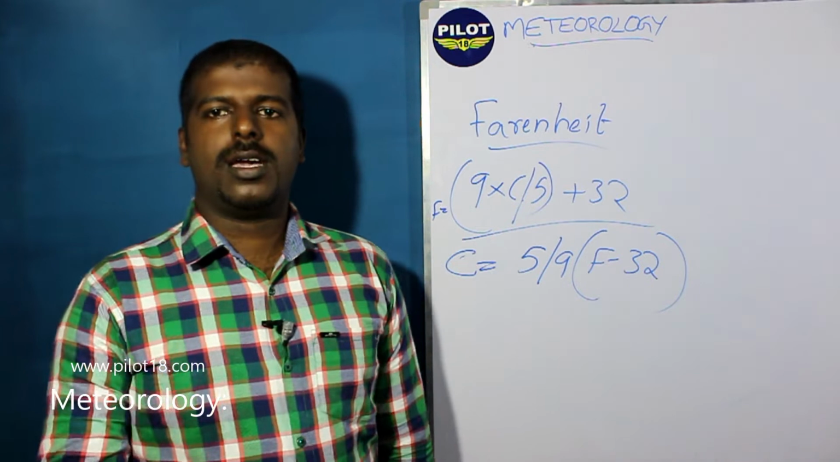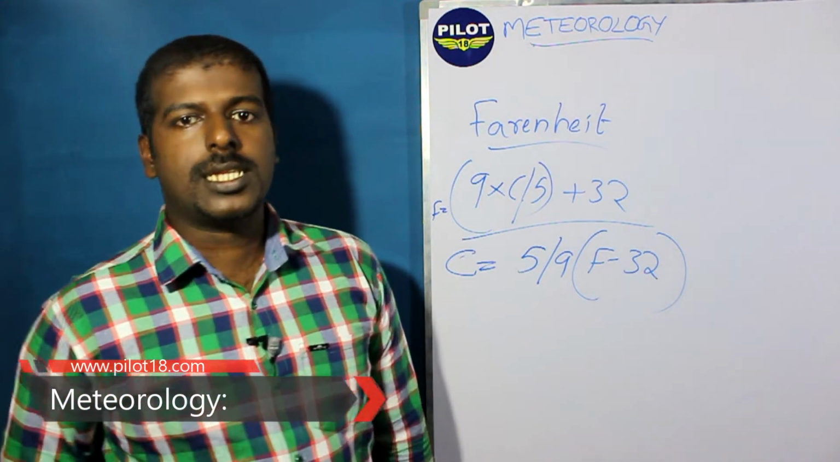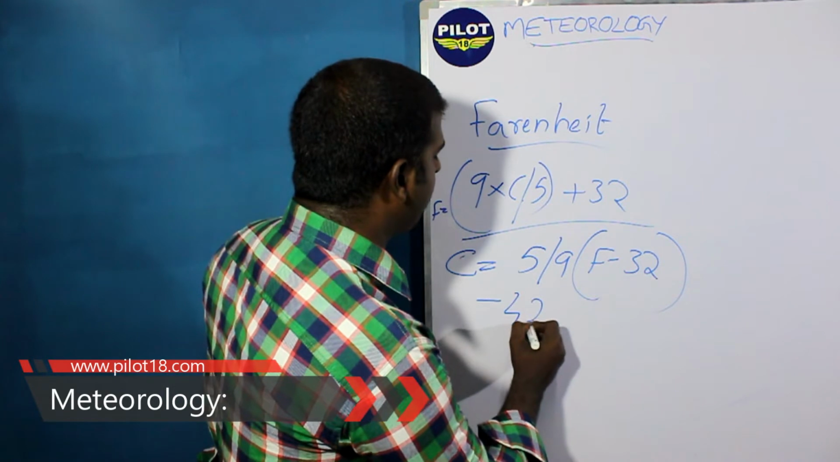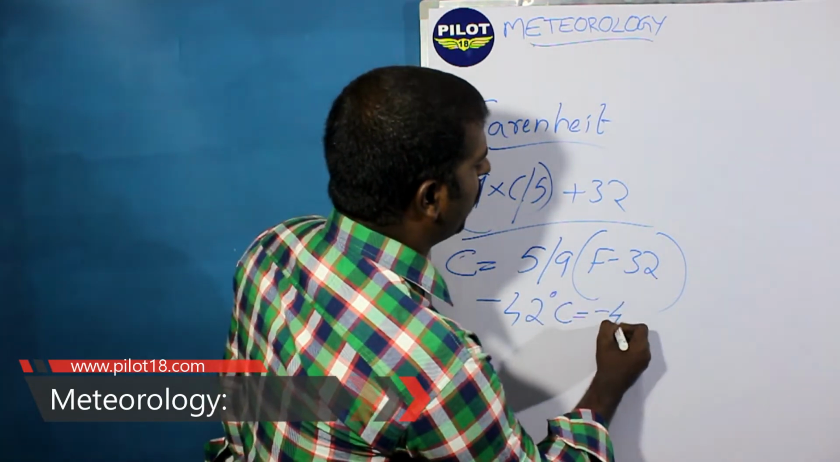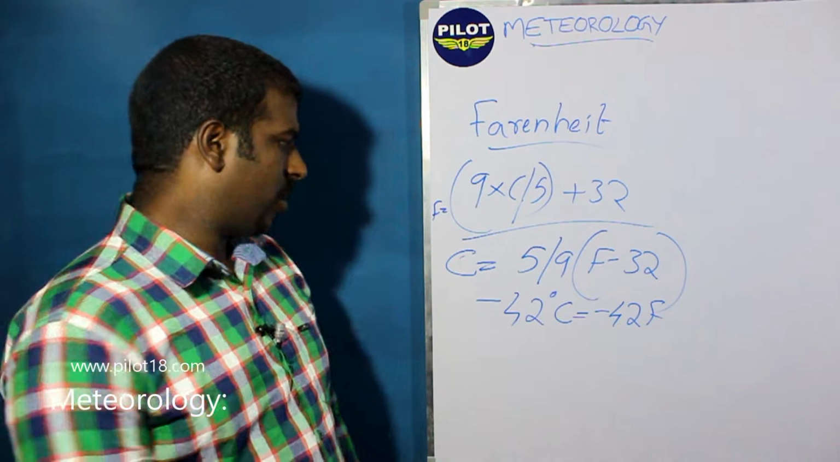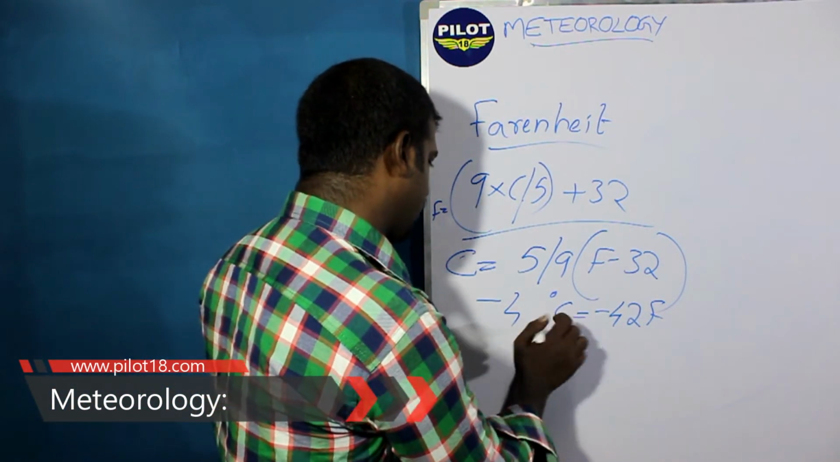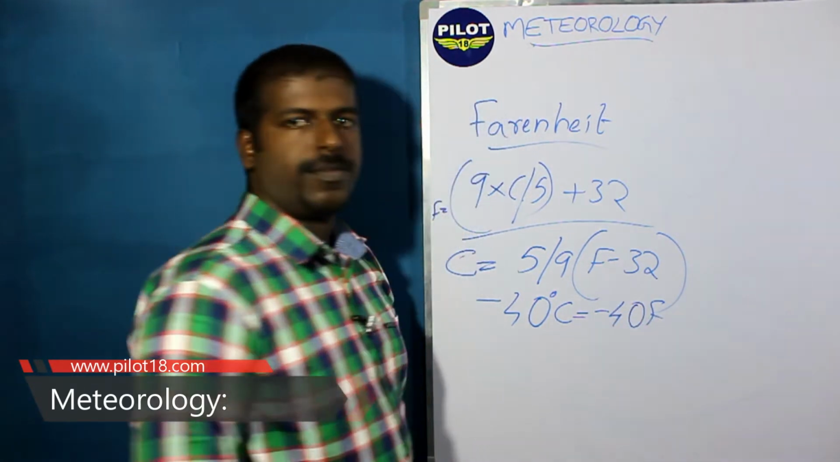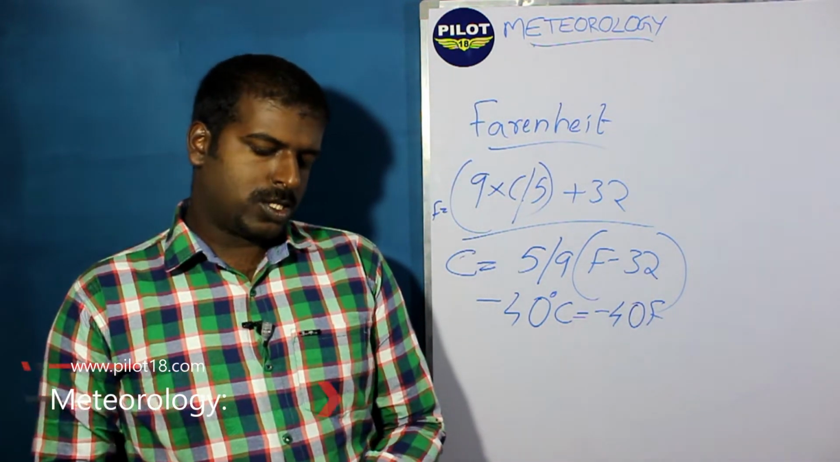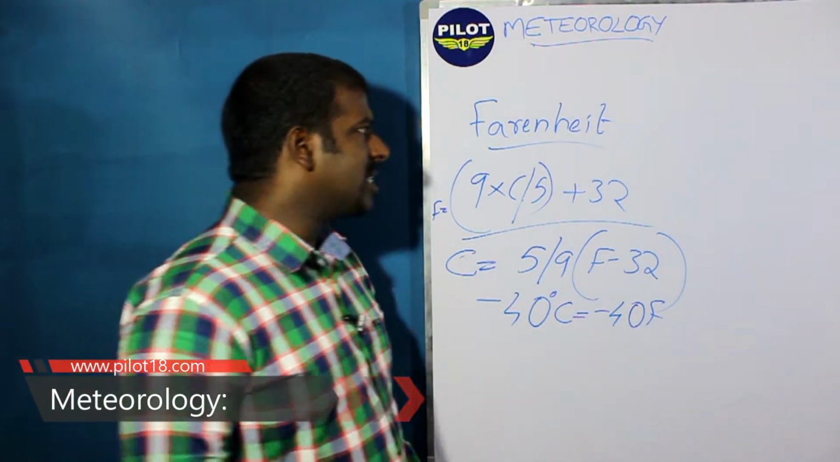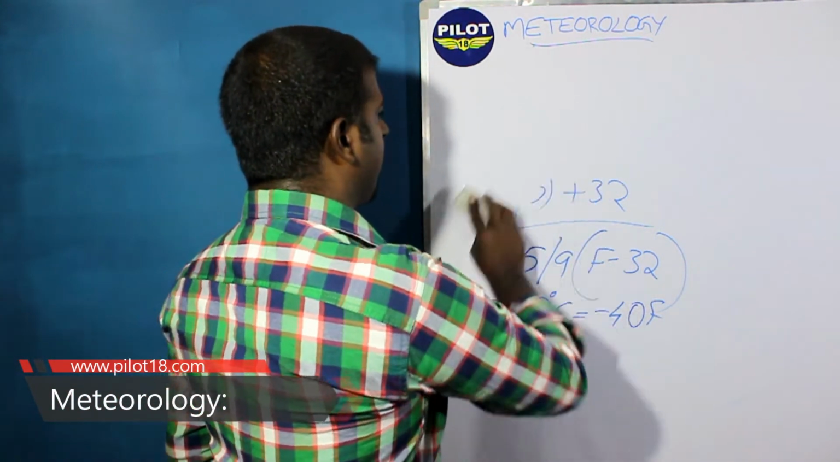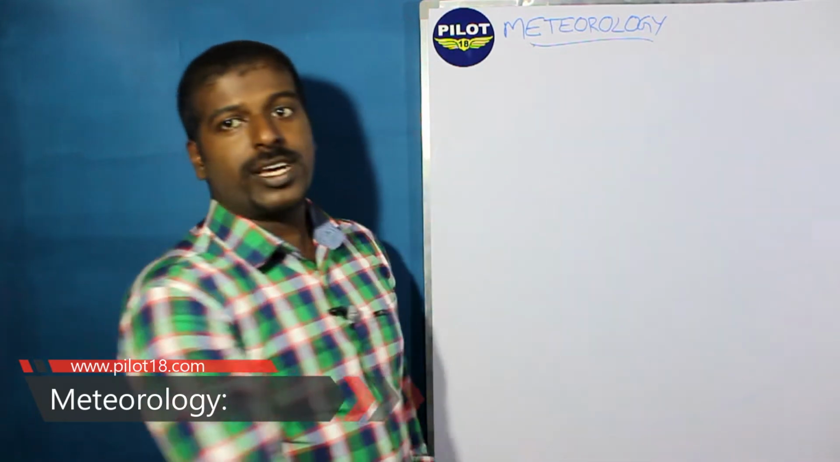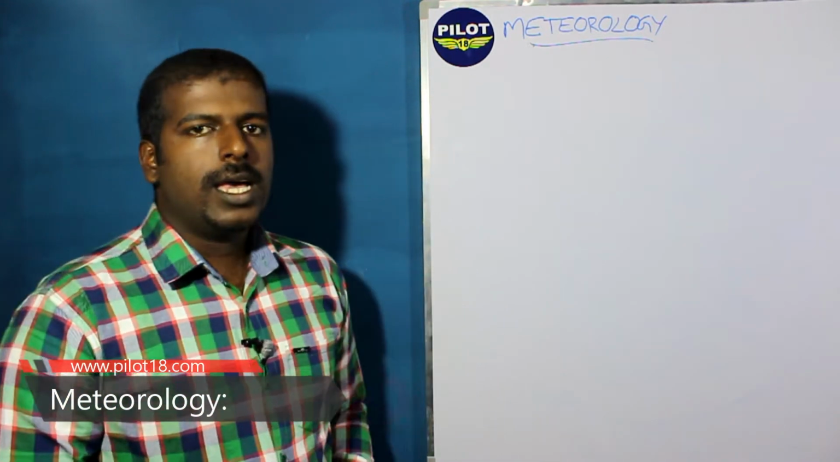Remember one most important thing, this question is usually asked in DGCA exams. -40 degrees Celsius equals -40 degrees Fahrenheit. Okay. And now, what are the devices used to measure temperature? Don't forget that question: -40 degrees Celsius equals -40 degrees Fahrenheit. Okay, just remember that.